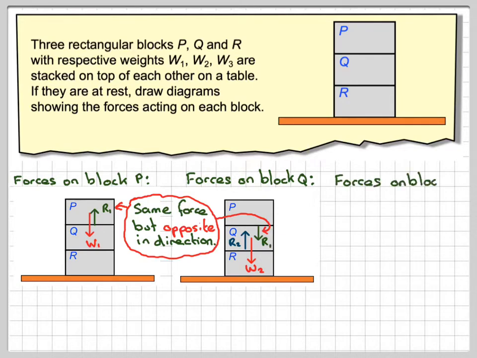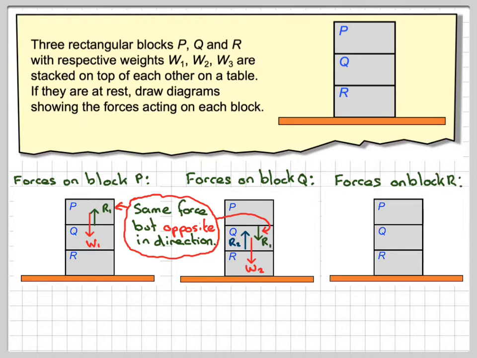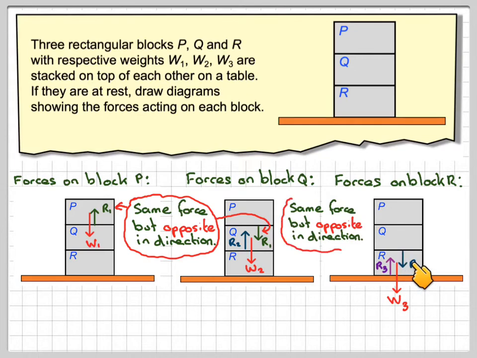Now the forces acting on block R. We're going to have W3 acting downwards. We can have R3, the reaction between the block R and the surface it's on. And then R2, which is the reaction between these two blocks and this particular block here, which we're going to call R2, which is equal and opposite to this one here.